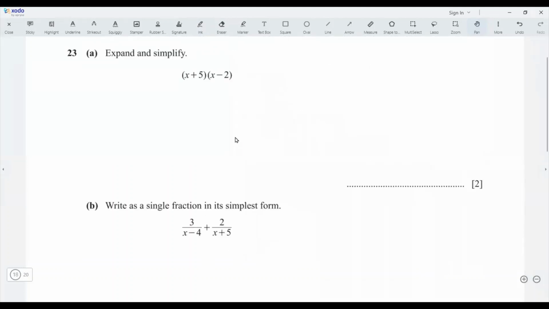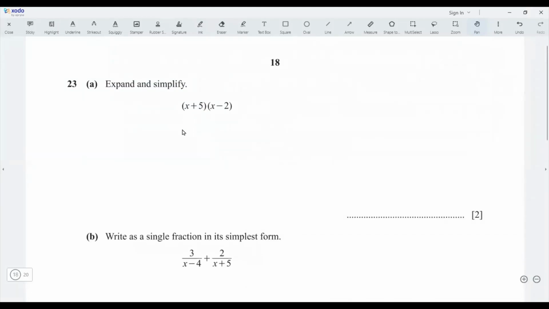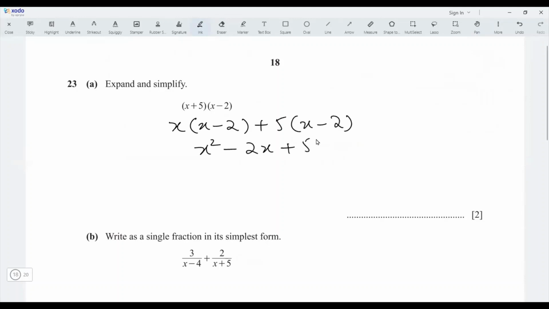So moving towards the next question. In the next question, we have to expand and simplify this. This is basic algebra, so x is going to multiply with x minus 2, and plus 1 is going to multiply with the same term. Then open the brackets: x into x is x squared, 2 times x is 2x, plus 5 times x is 5x, 5 times 2 is 10. So add the like terms in the middle term, it will be positive 3x and then minus 10. So x squared plus 3x minus 10 is the result.